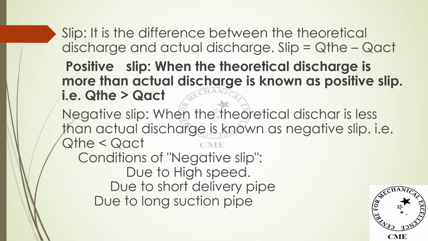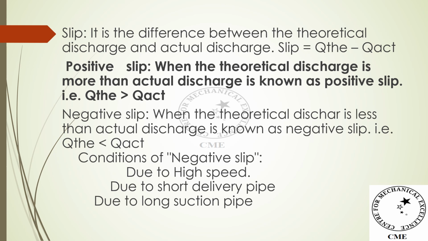What is slip? Slip is the difference between theoretical discharge and actual discharge. Slip is equal to Q theoretical minus Q actual. Slip is of two types, positive slip and negative slip. Positive slip: when the theoretical discharge is more than the actual discharge, it is known as positive slip. Q theoretical is greater than Q actual.